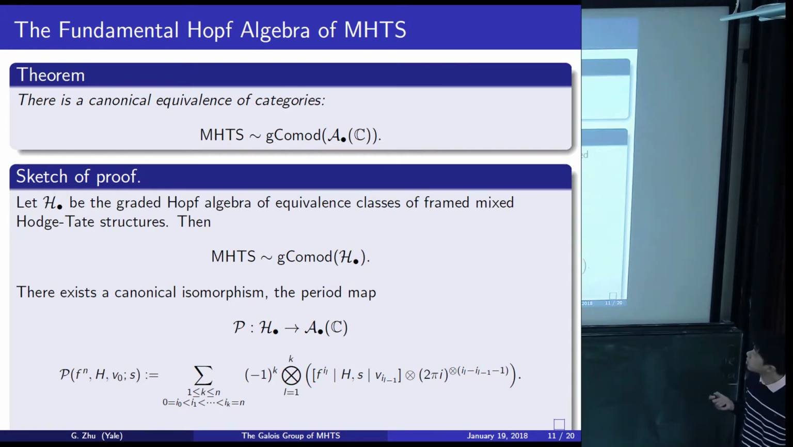Our idea is to use the graded Hopf algebra of equivalence classes of framed mixed Hodge Tate structures, the framed objects in this category. Then we know there is a canonical equivalence of these two categories. And our goal is just to provide a canonical isomorphism from this Hopf algebra to our Hopf algebra. And the formula looks like this. I won't explain what it really means, but in short, it starts from a framed object together with a splitting, and it involves some periods. S means splitting. Does it depend on the splitting? No, it does not depend on the splitting. So as long as we go back to this space, it does not depend on the splitting.